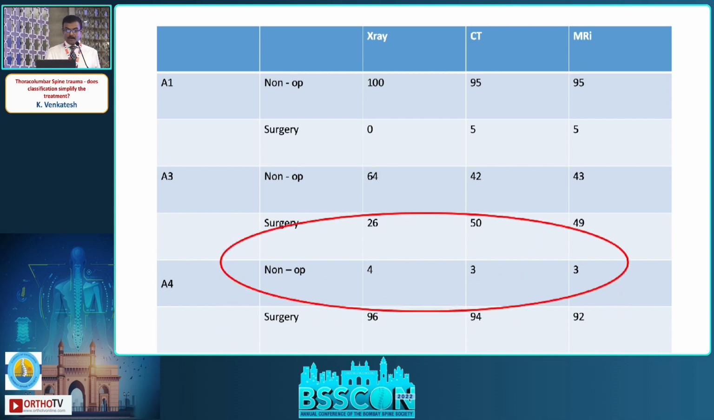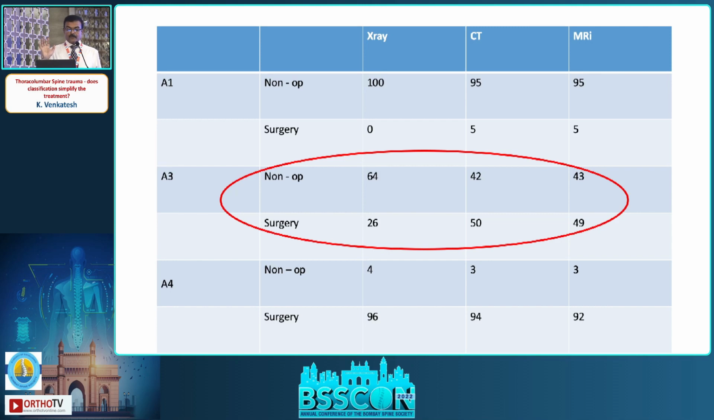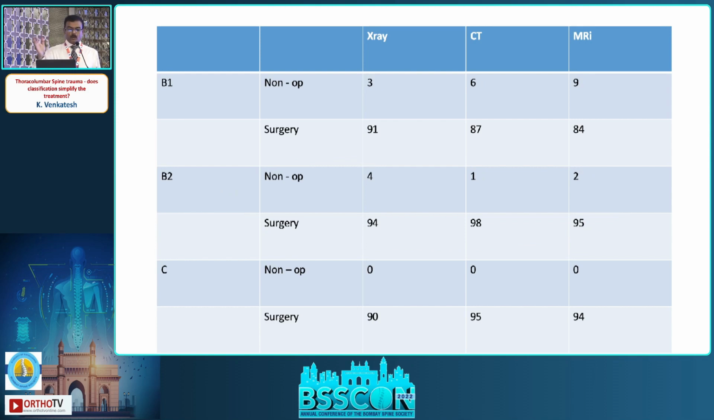So the main problem was for A3 injuries. If you show only X-rays, 64% said, I don't need an operation. If you show the CT, 50% said they need an operation. If you showed the MRI, again they said they need the operation. So you see, even with the same surgeons, the reliability started changing as you keep on increasing the evidence. And if you see B2 also, many of them accepted surgery, but what type of surgery, there was a problem. You can see it in this one.